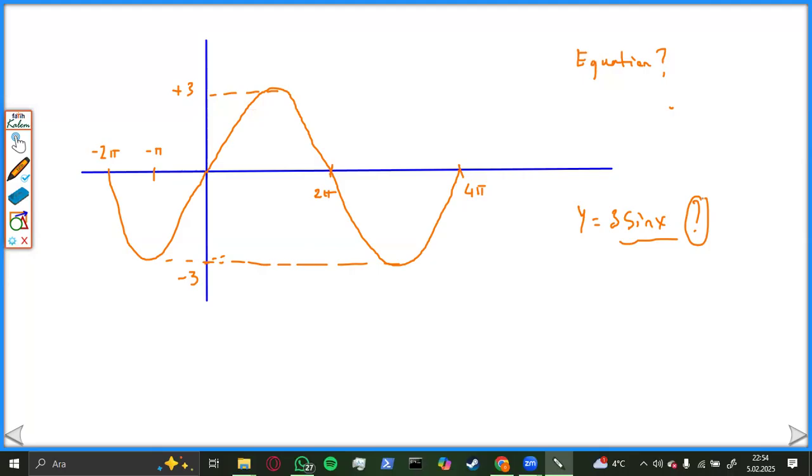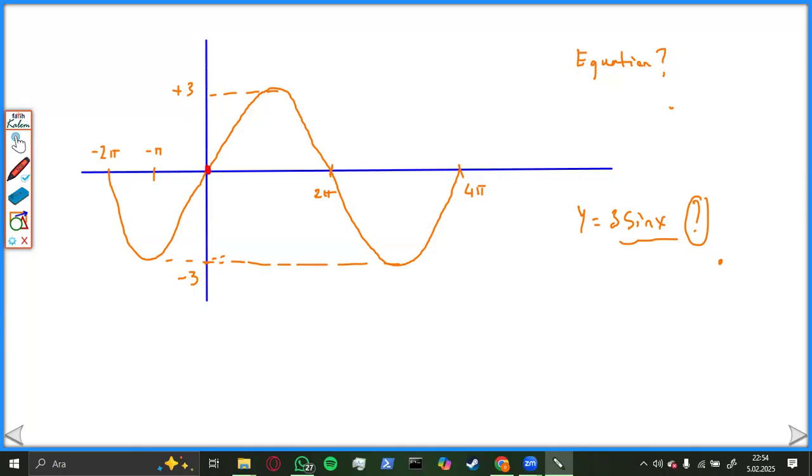Okay, let's try once again. Is there any other answer for this question? Okay, be careful. Yes, you are right. Amplitude is 3. I agree with you. Amplitude is 3. Let's look at this question once again.